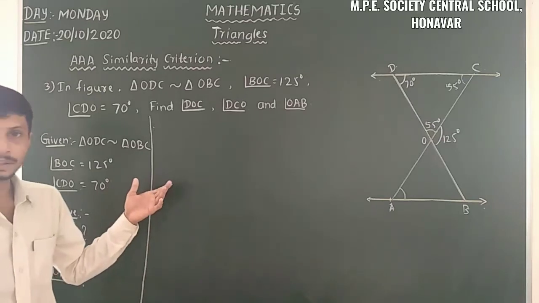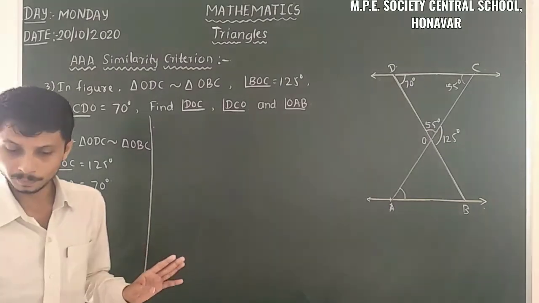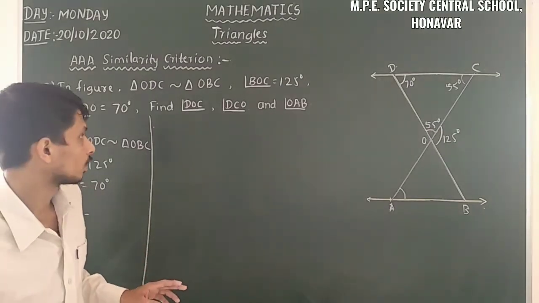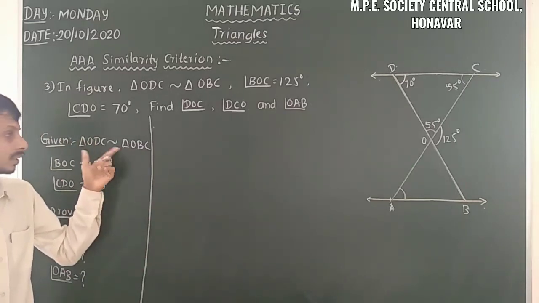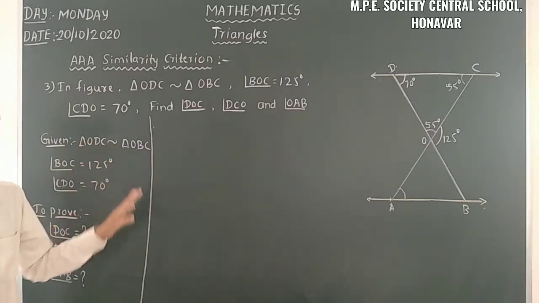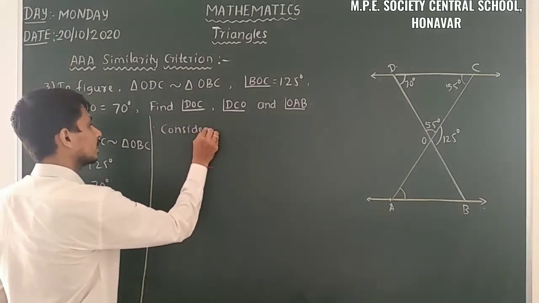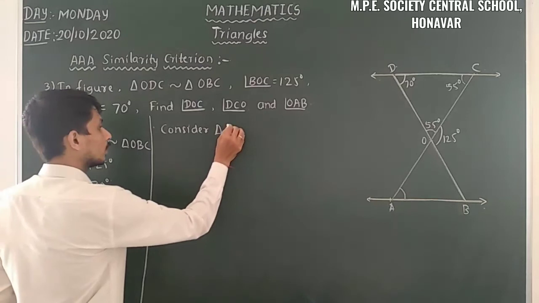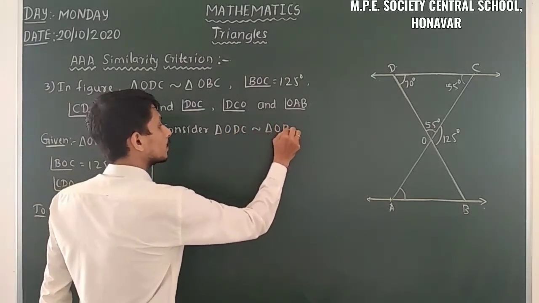Take the third part. That is the third part of the solution. That is OAB. Angle OAB we have to find out. How can we find that one? So we can use this similarity. That is, triangle ODC is similar to triangle OBC.